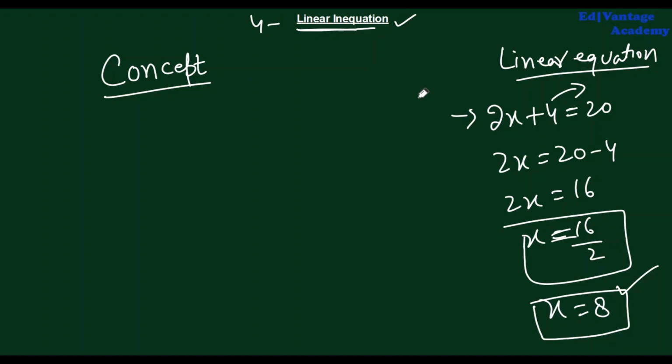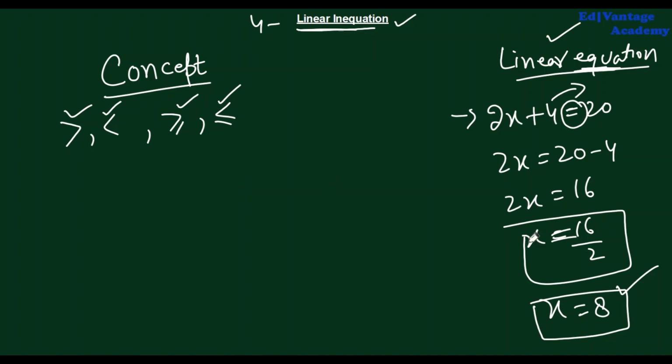There are only two differences between linear inequation and linear equation. One is, in linear equation you have the equality sign, that's why it's called equation. But in inequation you have greater than or lesser than sign, greater than equal to or lesser than equal to sign. These four signs are used.